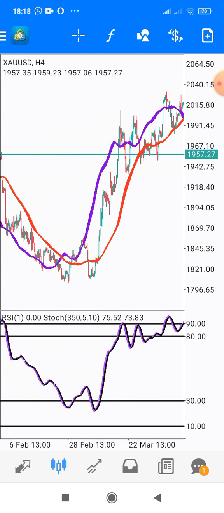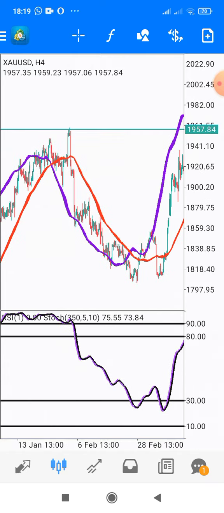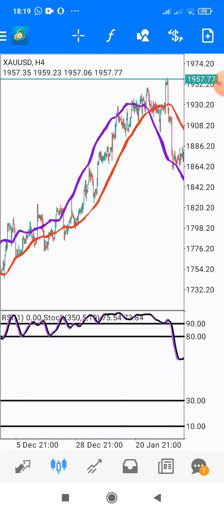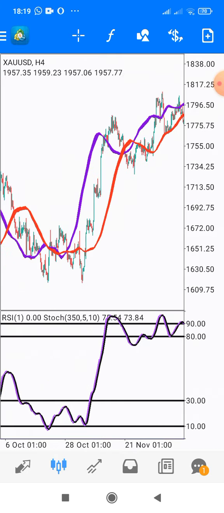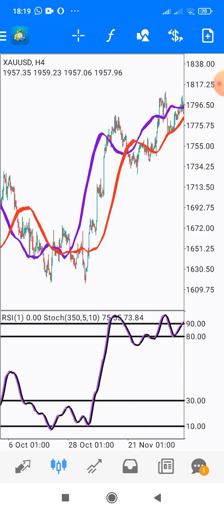Anytime stochastic is at 30, and then our strips have flipped each other, you enter. Let us check. Check the weight, it is very, very clean. Very clean strategy.